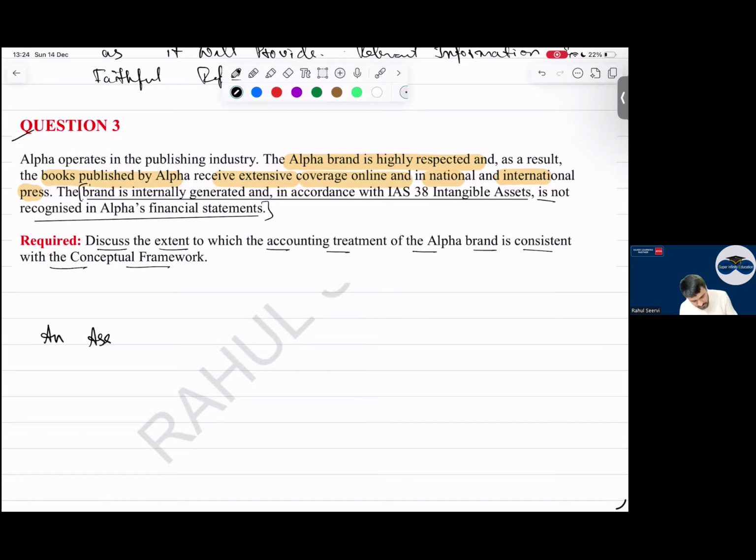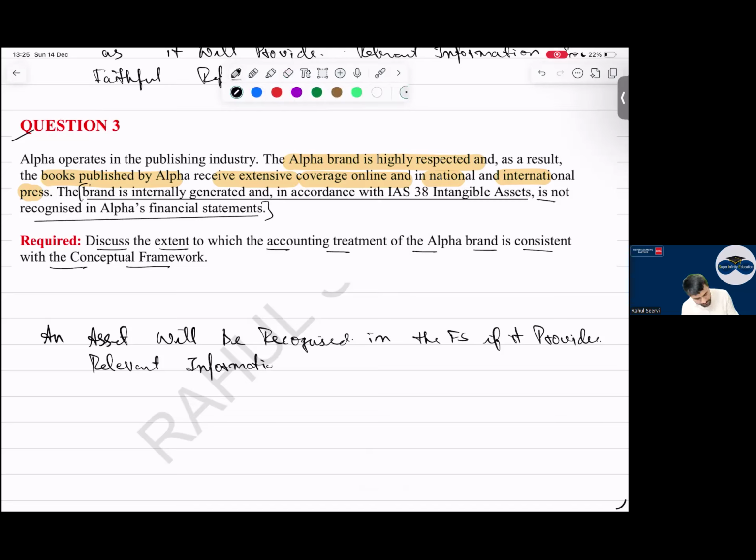An asset will be recognized in the FS if it provides what, sir? If it provides relevant information and faithful representation to the users of the financial statement.